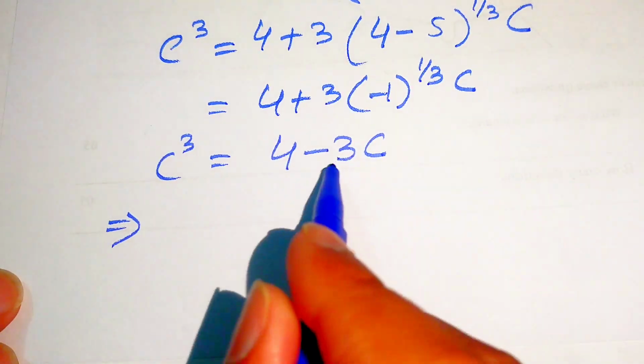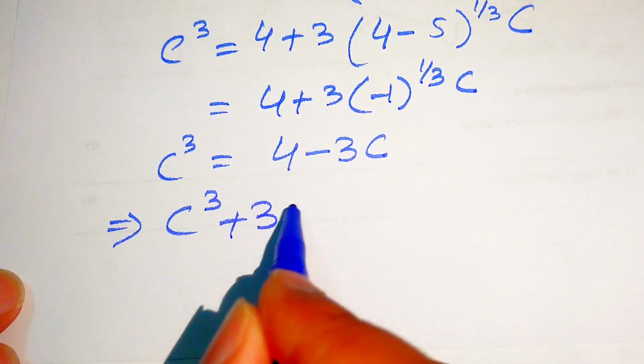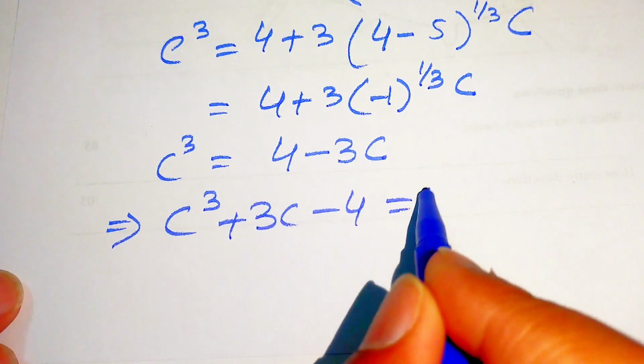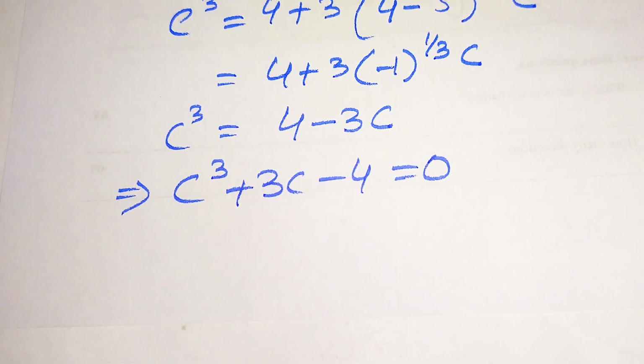So we move these two values to the left hand side, and it will be written as c cubed plus 3c minus 4 equals 0. So you see here this equation becomes cubic in the c variable, so now we will just make the factors of this equation easily.